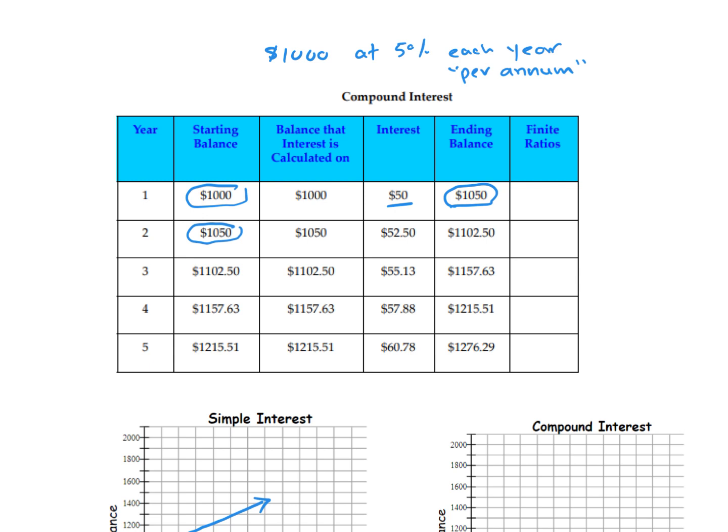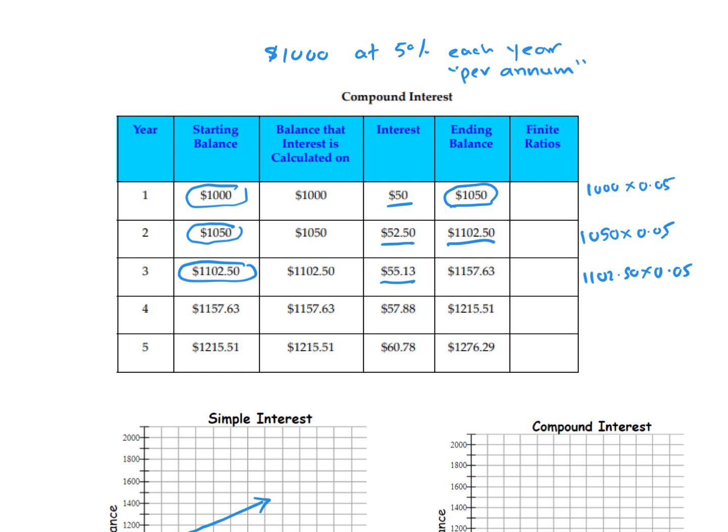This time you are getting interest on the new amount of 1,050. So this year we got 1,000 times 5%. The second year, we're getting 1,050 times 5%. So that value is $52.50. So you're making a little bit more money, and now you have $1,102.50. That's the starting balance for the third year, and you're getting 5% of that. So now you're getting $55.13. So the interest with compound interest is added on, and then the new interest is calculated from that new balance.